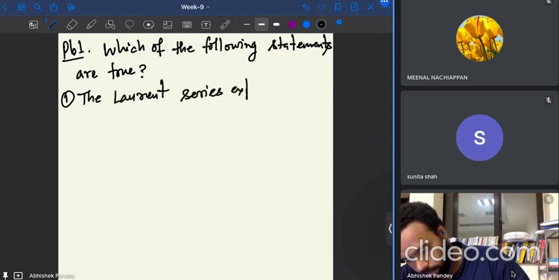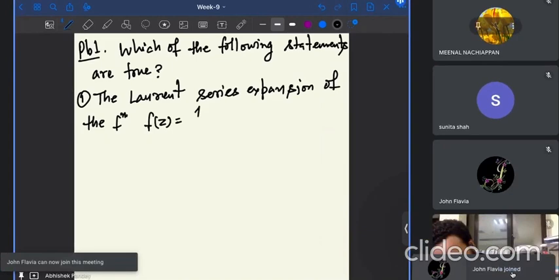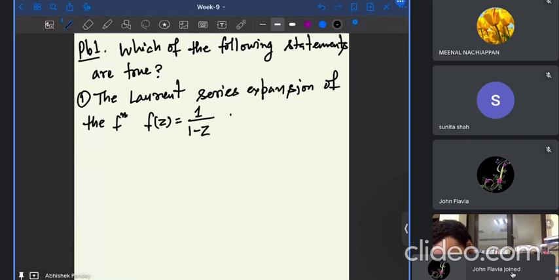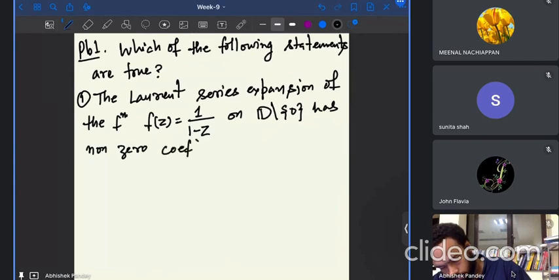This expansion of the function f(z) = 1/(1 - z) on D minus 0, where D means the unit disk, that is, z such that |z| < 1, has non-zero coefficients with negative indices.